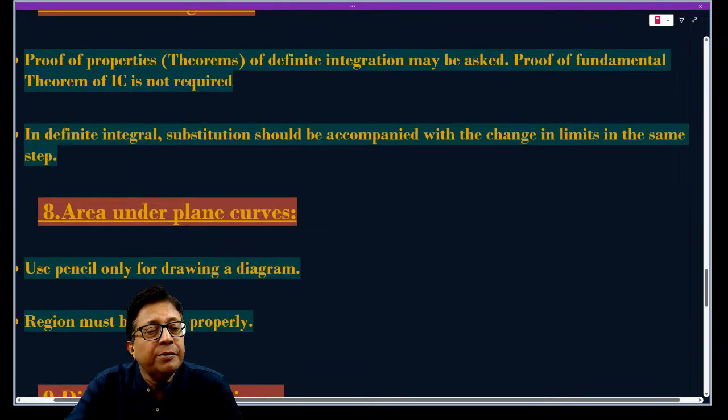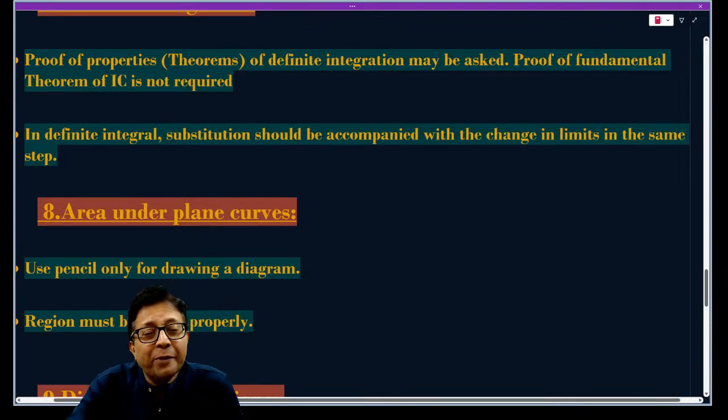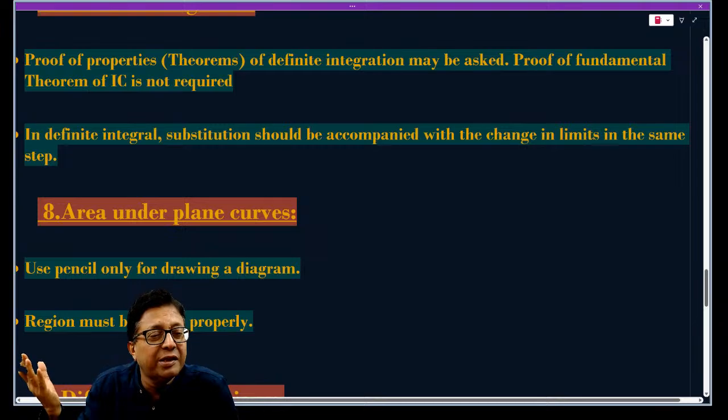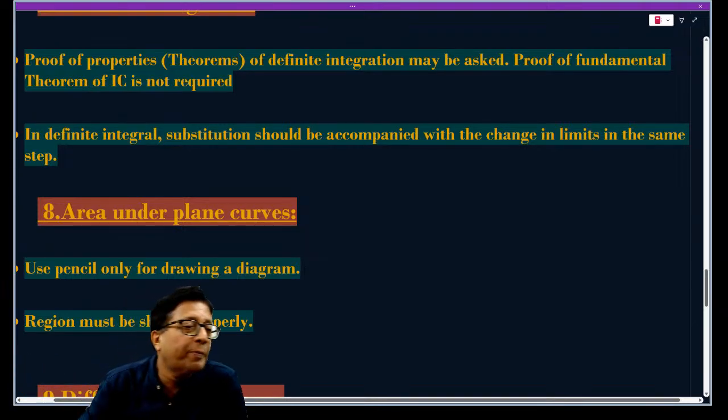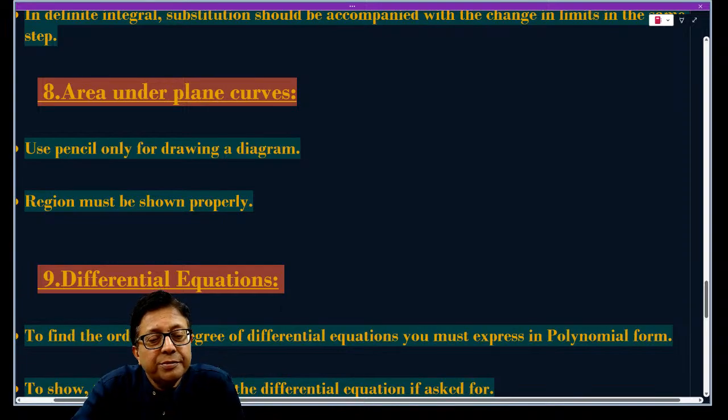Area under curve, use pencil only for drawing a diagram. This I have to remind you. In board papers, people use pen, and I have heard from my friends that they are losing marks because of using pen there. Never use it. Pencil. Region must be shown properly. Which region's area you are going to find, this you must show. Step marking is given for that also.